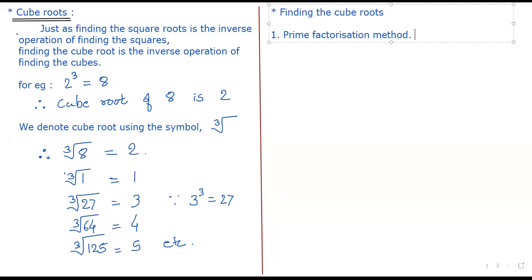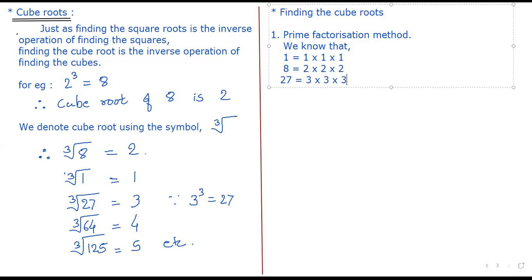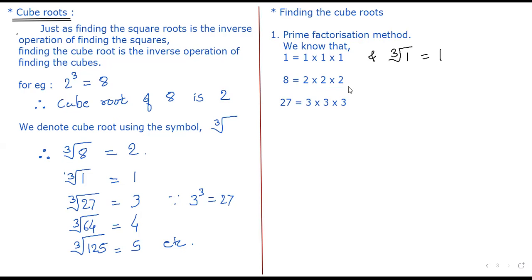Write down. We know that 1 is equal to 1 into 1 into 1. 8 is equal to 2 into 2 into 2. 27 is equal to 3 into 3 into 3. And cube root of 1 is 1. Cube root of 8 is 2. Cube root of 27 is 3.